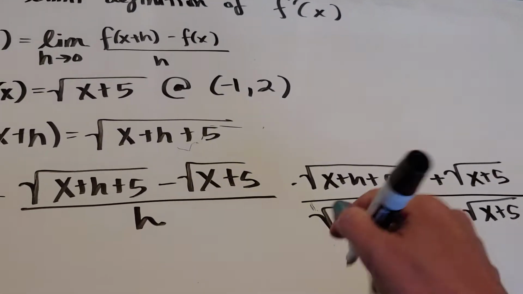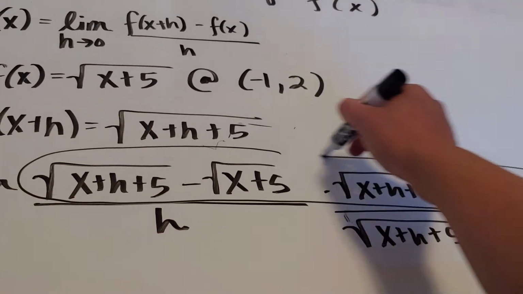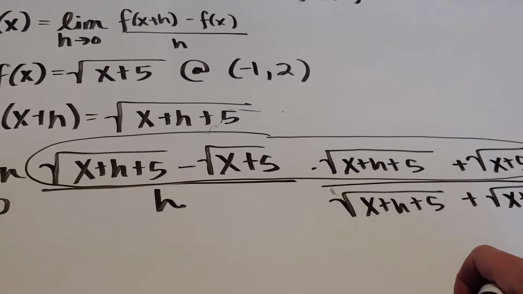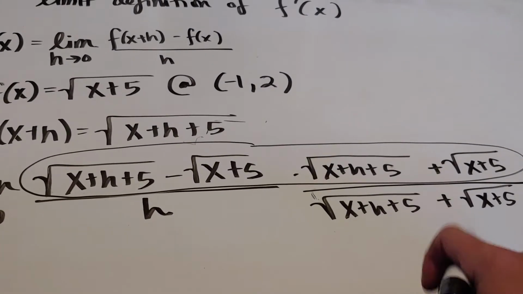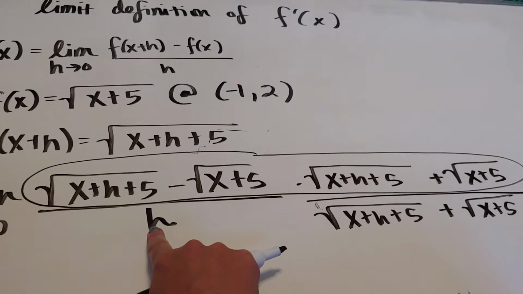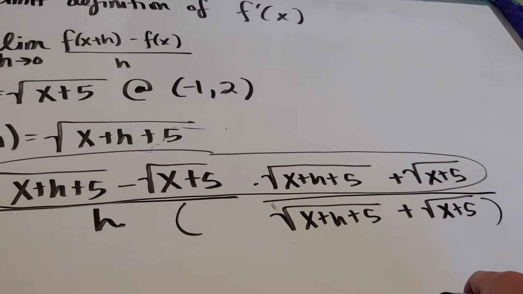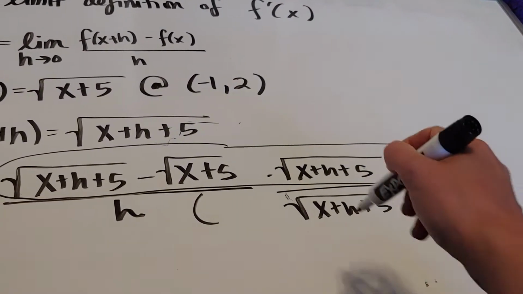Okay, the second thing is you're just going to FOIL out the top, because the top is going to have this wonderful relationship where the roots are going to pop off and cancel. Okay, the bottom you're going to leave factored. So we're going to leave this bottom as h times this gigantic mess. Okay, so let's see what happens.